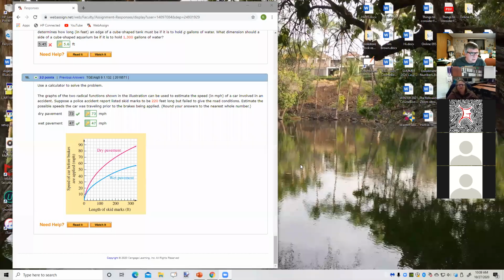It says, the graphs of two radical functions are shown, so these are like a square root or a cube root or something like that. An illustration can be used to estimate the speed in miles per hour of a car involved in an accident. Suppose the police accident report listed skid marks of 220 feet long, but failed to give the road conditions. Estimate the possible speeds the car was traveling prior to the brakes being applied.